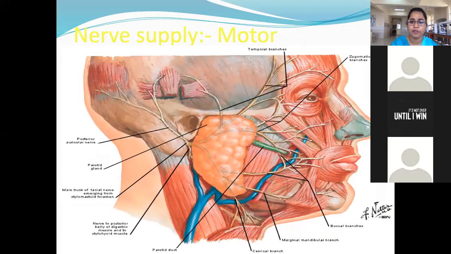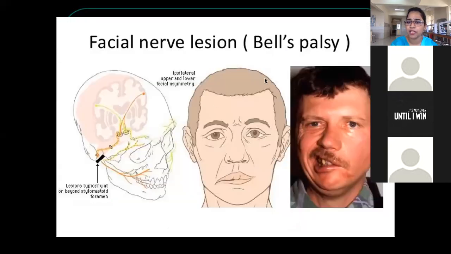Now, very quickly, we will go through Bell's palsy. Whenever you are talking about nerve supply of the face or muscles of the face, facial expression, the clinical applied aspect, what you write is Bell's palsy. What is palsy? Palsy means paralysis. What is paralysis? When the muscle cannot contract, it is called palsy or paralysis.